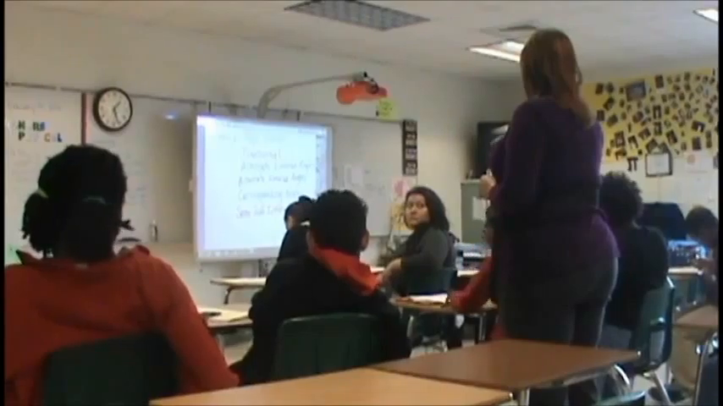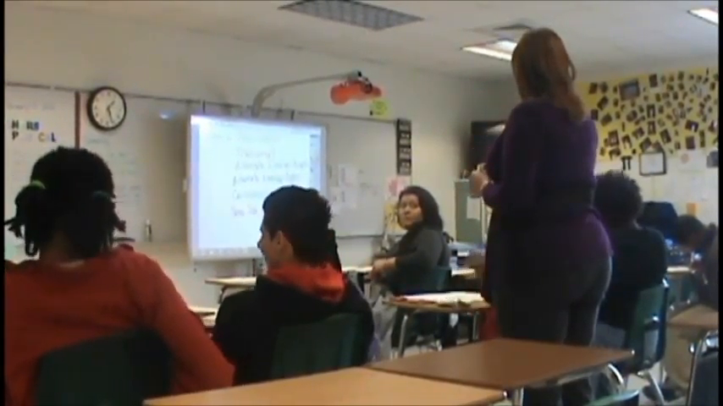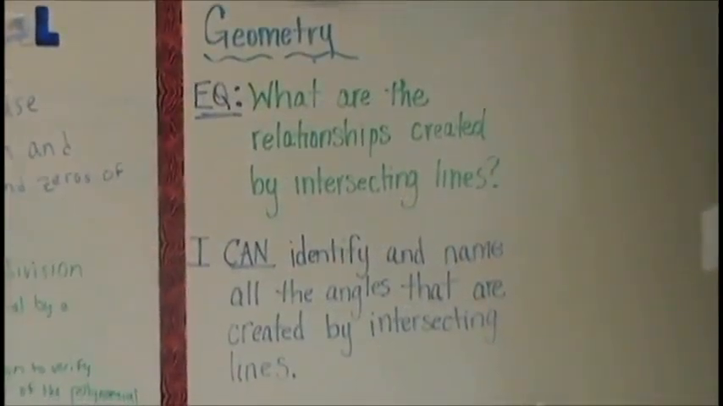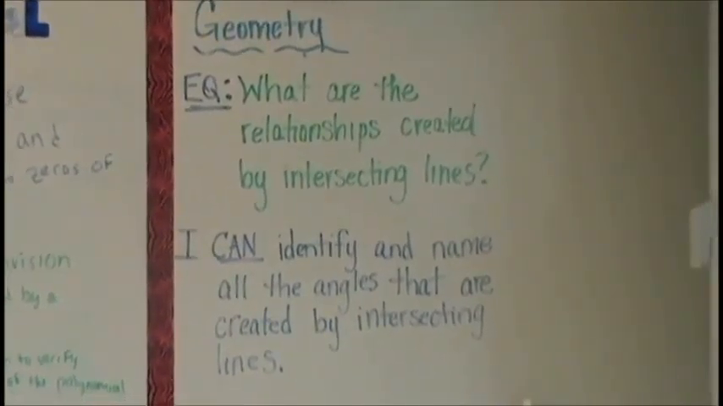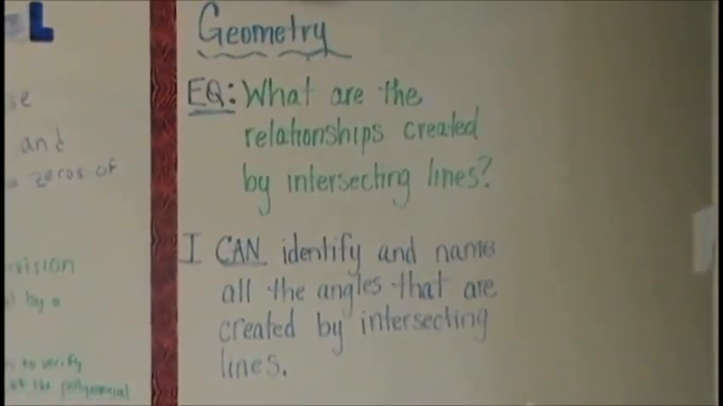Let me get someone to refresh our memory on what we're doing today. We're doing a whole bunch of activities that are all on angles. And so our essential question for today is: what are the relations created by intersecting lines? Okay, so we're talking about all the different types of angles.